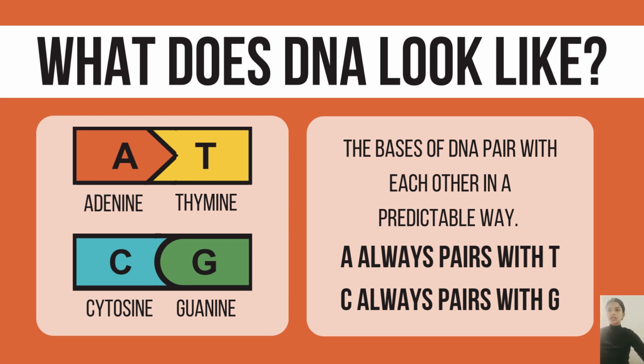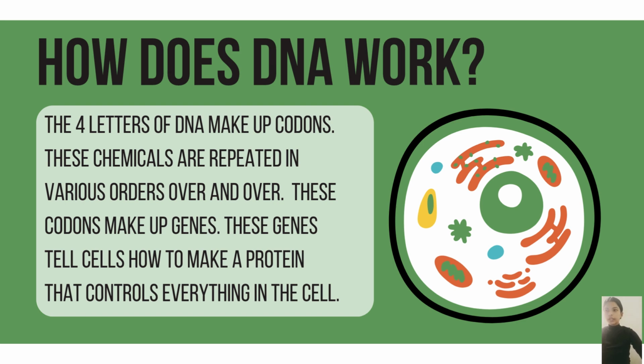How does DNA look? Like previously discussed, adenine always gets bonded with thymine, and cytosine gets bonded with guanine. It can never be exchanged or cross bonded. How does DNA work? The four letters of DNA make up codons. These chemicals are repeated in various orders over and over. These codons make up genes. These genes tell cells how to make a protein that controls everything in a cell.